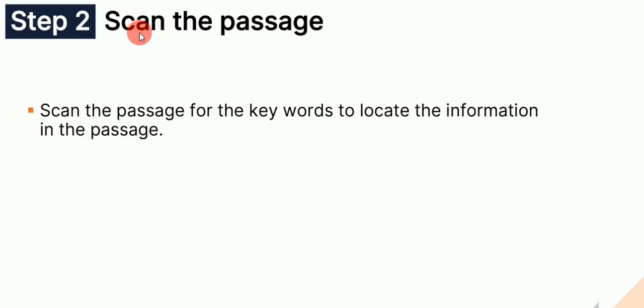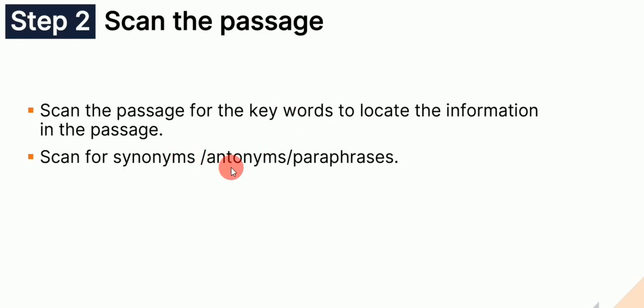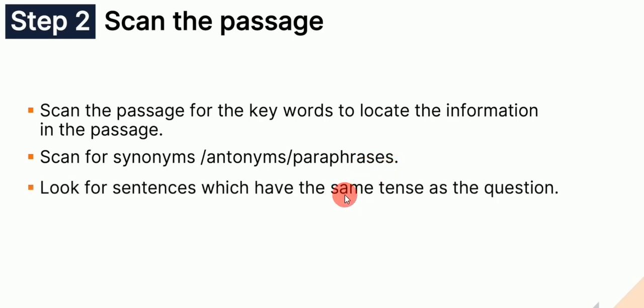Once you have identified the key words in the question, you need to do step 2, which is to scan the passage for the keywords in order to locate the relevant section. When scanning, you need to search for the keywords as well as possible synonyms and antonyms of these. You should also look for sentences which have the same tense as the question.